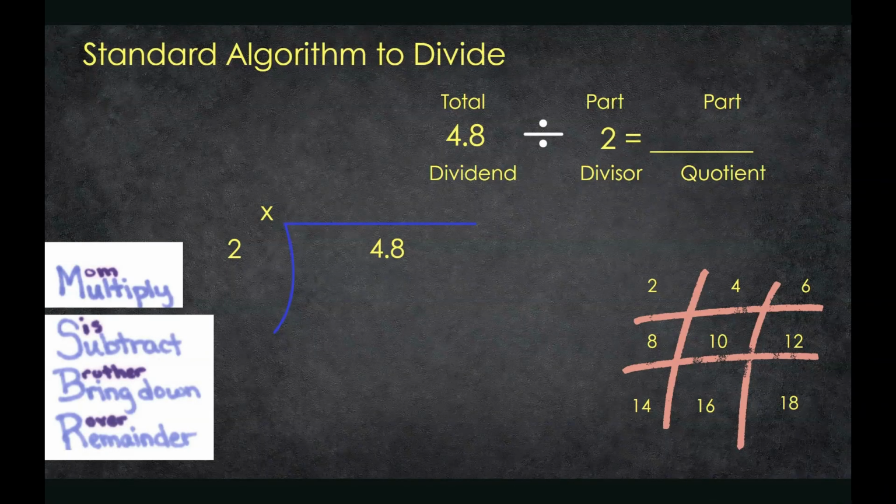How many 2's go into 4? There are 2 groups of 2. We multiply it out. 2 times 2 is 4. Then we subtract it. That leaves us with 0. We bring the 8 down, and then we repeat the process. How many groups of 2 go into 8? There are 4 groups. So 4 goes in our quotient. We multiply it out. We subtract it. And we have 0 left. And again, the only difference is we are bringing up that decimal point into our quotient.